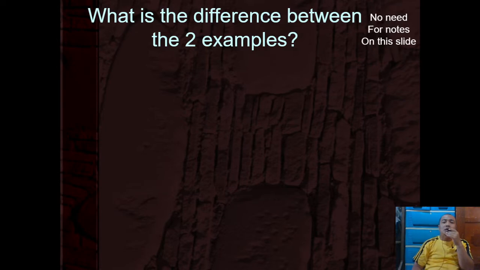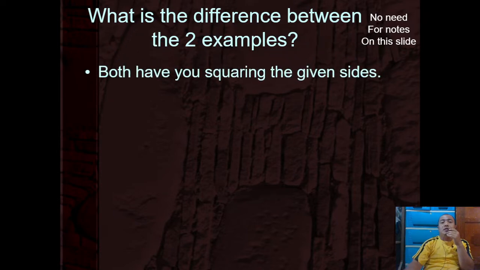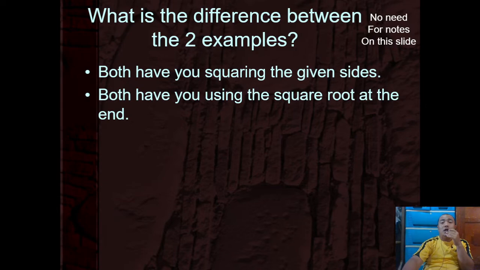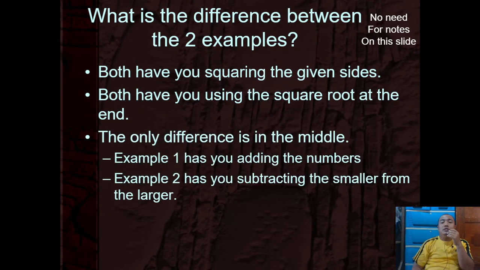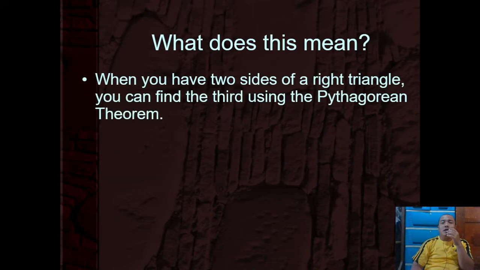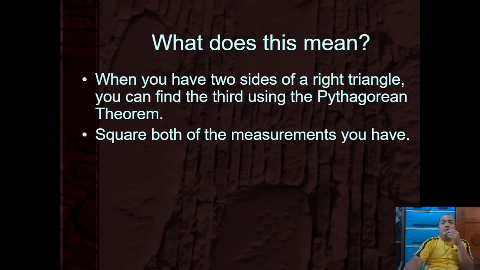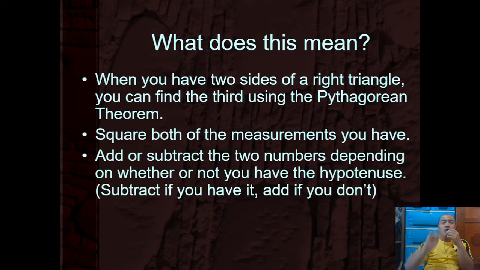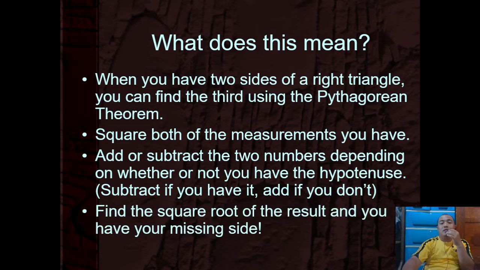Now, what's the difference between the two examples? Both have you squaring the given values. Both have you using the square root at the end. And the only difference is in the middle. Example 1 has you adding the numbers. Example 2 has you subtracting the smaller from the larger. What does this mean? When you have two sides of a right triangle, you can find the third using the Pythagorean Theorem. Square both of the measurements you have. Add or subtract the two numbers depending on whether or not you have the hypotenuse. Subtract if you have it, add if you don't. Find the square root of the result, and you have your missing side.